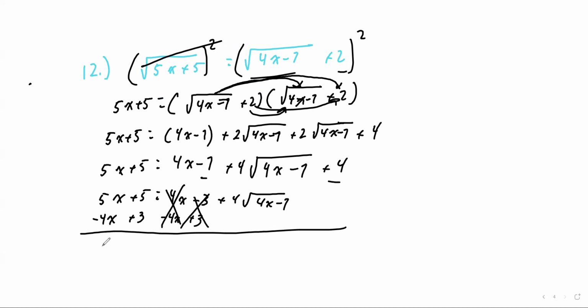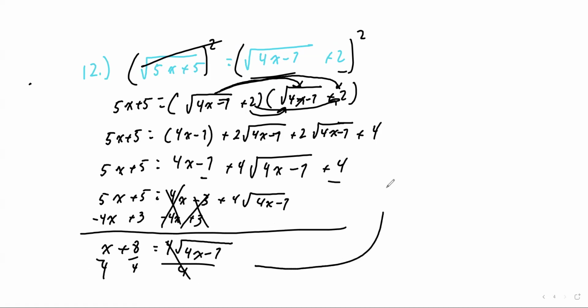So I now get x plus 8 equals 4 times the square root of 4x minus 7. Now I'm going to divide both sides by 4. I'm going to divide each one individually, and I'm going to continue my work over here. So I now get x fourth plus 2 equals the square root of 4x minus 7.